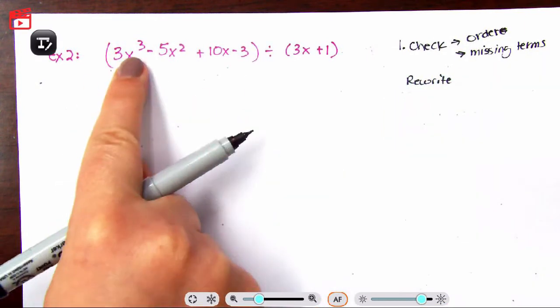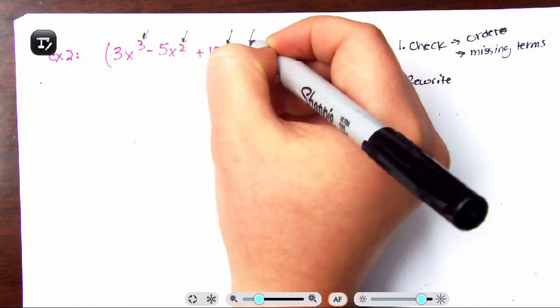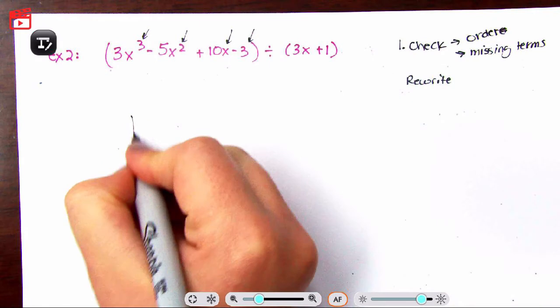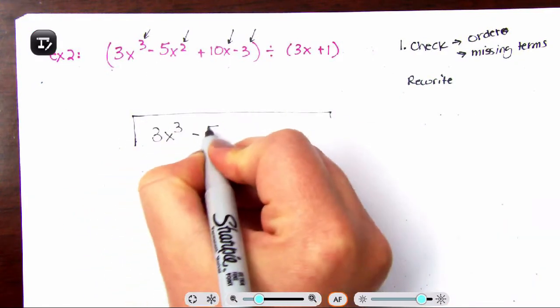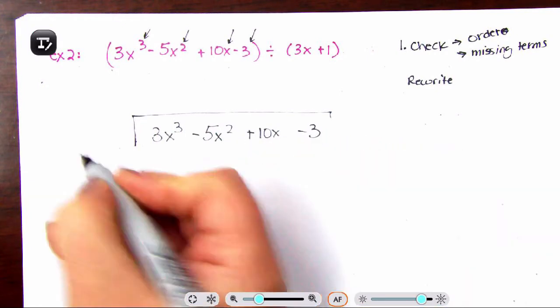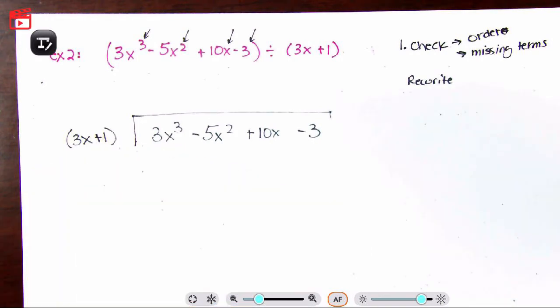So my order is 3, and I'm looking at the exponent. 2, 1, 0. So my order is good. There's no missing terms. I'm going to rewrite it as long division. So I have 3x cubed minus 5x squared plus 10x minus 3. And all of that is being divided by 3x plus 1. All right, let's go ahead and move this along.